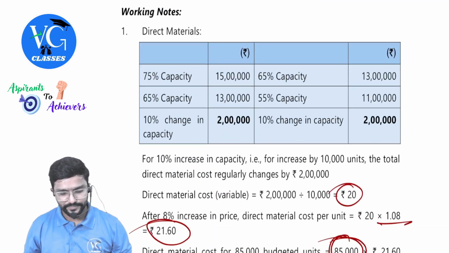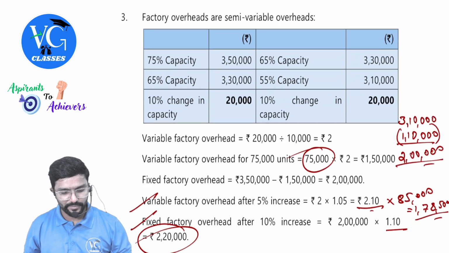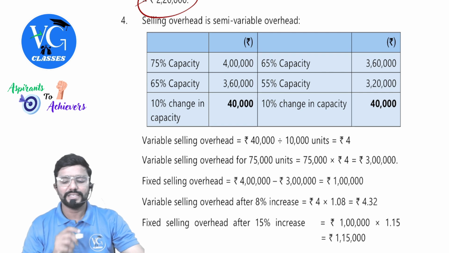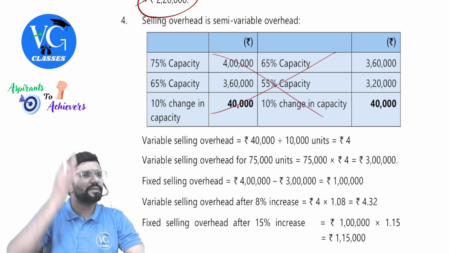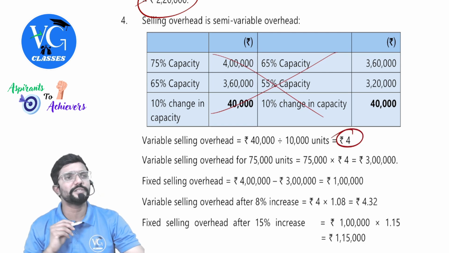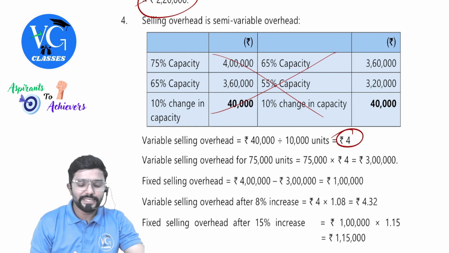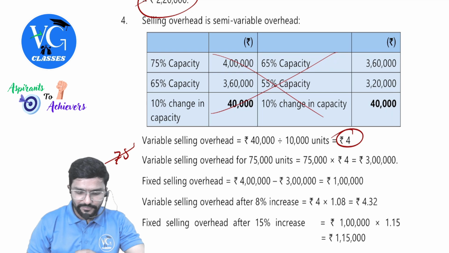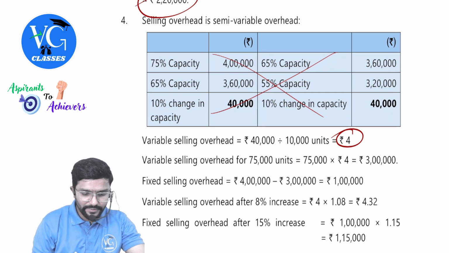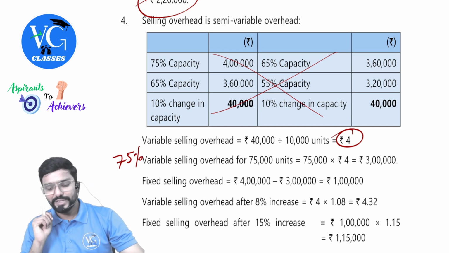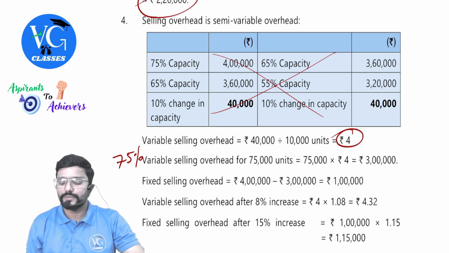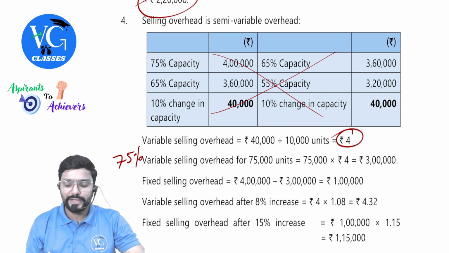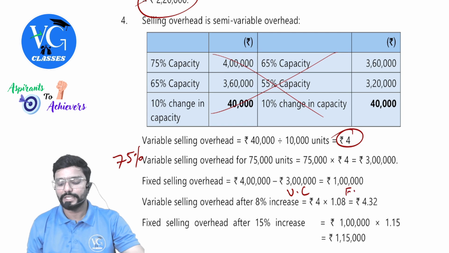Let us move forward. Next item. This is also semi-variable only, I guess. They have written that selling overhead is semi-variable overhead. So guys, all this is not required. Change in expense divided by change in output. How much will you get, guys? 4 rupees per unit. And they have taken 75% and done the calculation once. 75,000 into 4 comes to 3 lakh. Guys, what is the total overhead cost at 75%? 4 lakh. 4 lakh minus variable cost 3 lakh will give you fixed cost, 1 lakh.